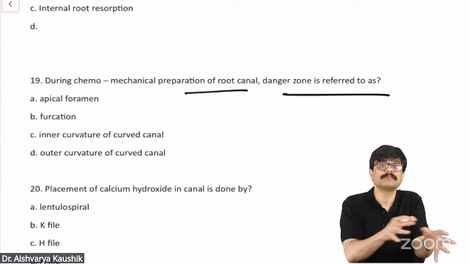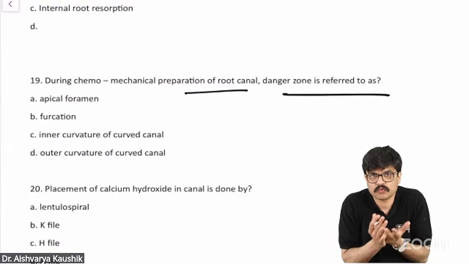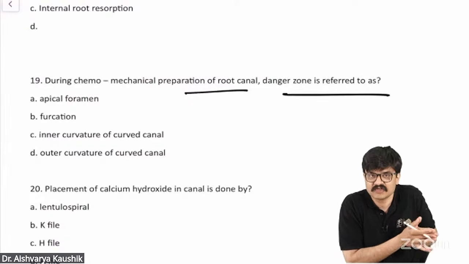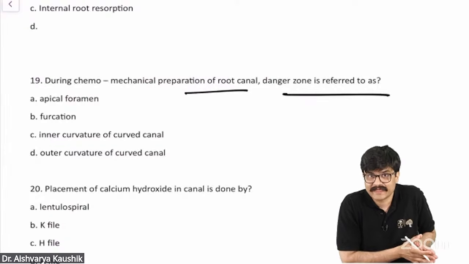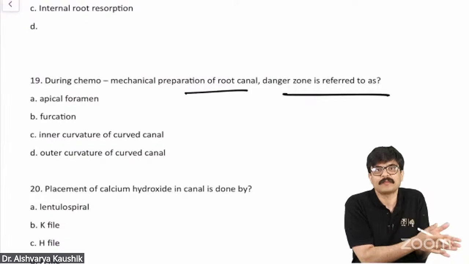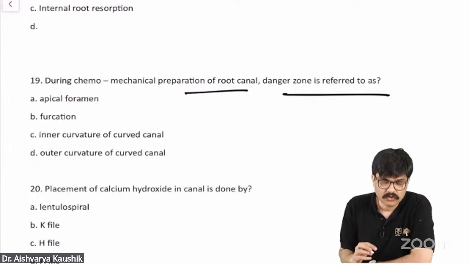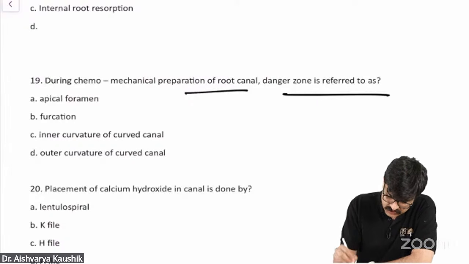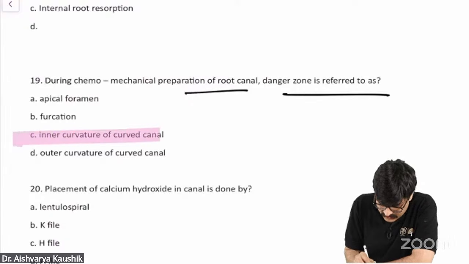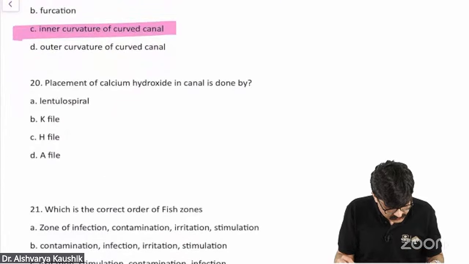root, but the better answer, because in general, it's not just that danger zone is only there in the distal part of the mesial root. You can have a danger area anywhere where dentine is thin, and that is most commonly with the inner side of the curvature of the root canal. So inner curvature of a curved canal is the answer, guys. Okay.